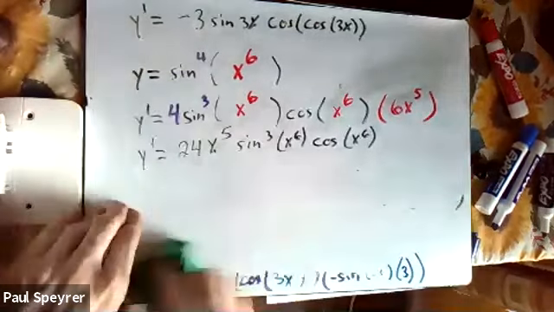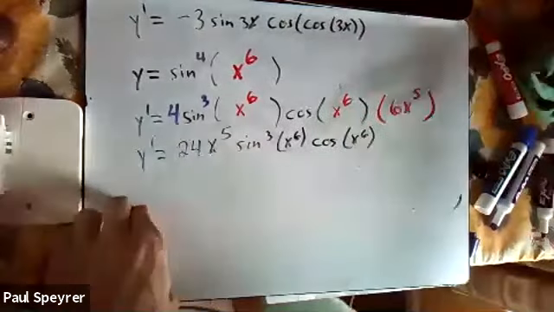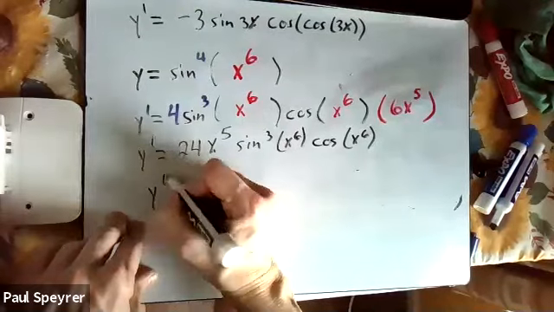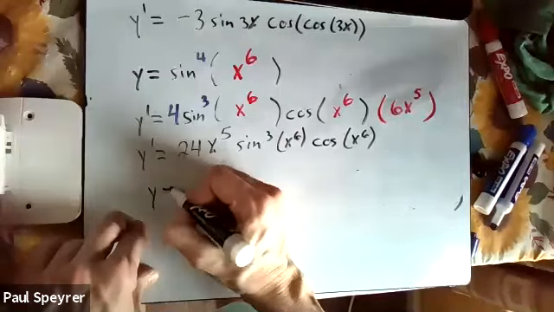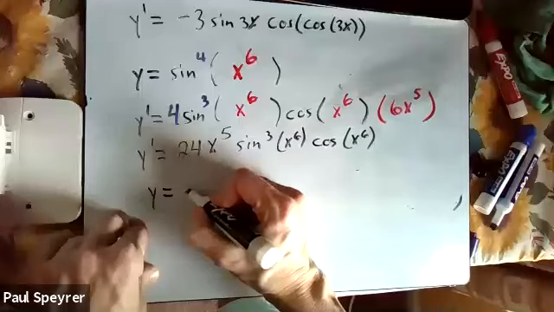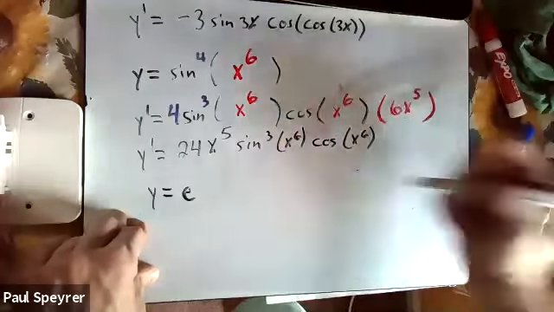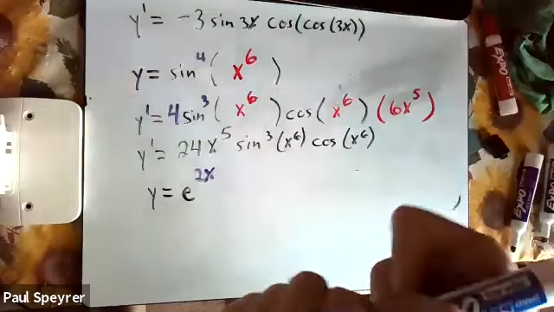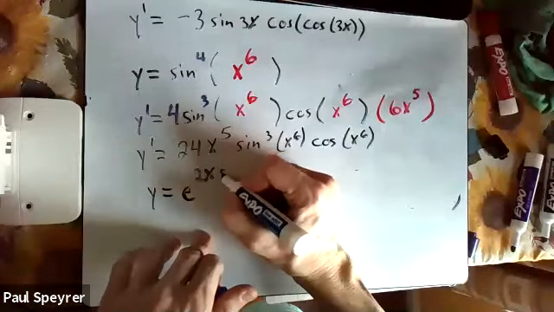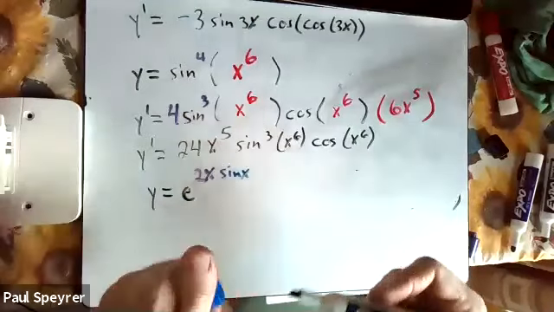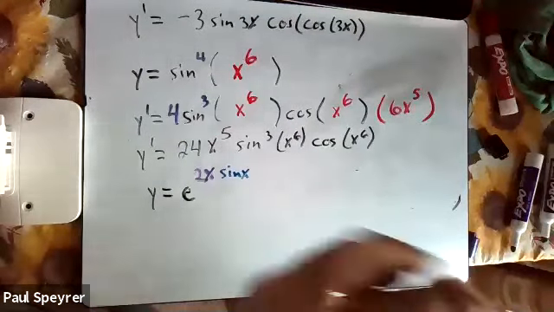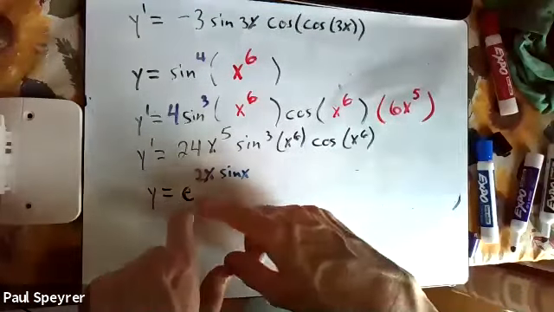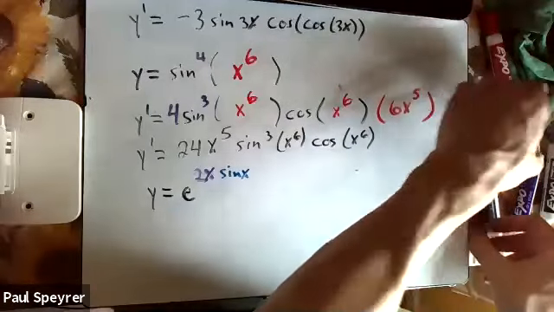What if we had this right here, y equals e to the 2x sine of x, like that. So this is a chain rule and a product rule. It's just now it's embedded, right? The product rule is embedded inside of the exponential function right here.